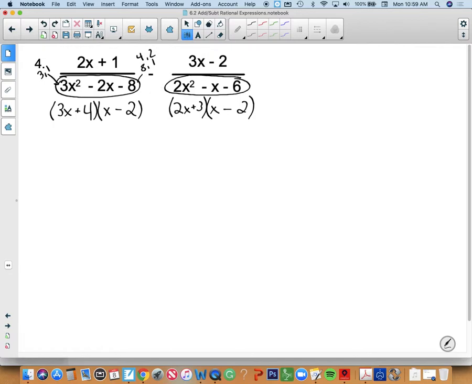Now you're going to look at these two fractions, and we're going to see what we need to multiply by to get them to be the same. So look at the two of them, and see if you can figure out what we need in each one to get that equivalent fraction. Well, we've got an x minus 2 that's the same here and here, so that's good to go. And then look at the other one. We've got a 3x plus 4. We don't have one of those over here, so we need one.